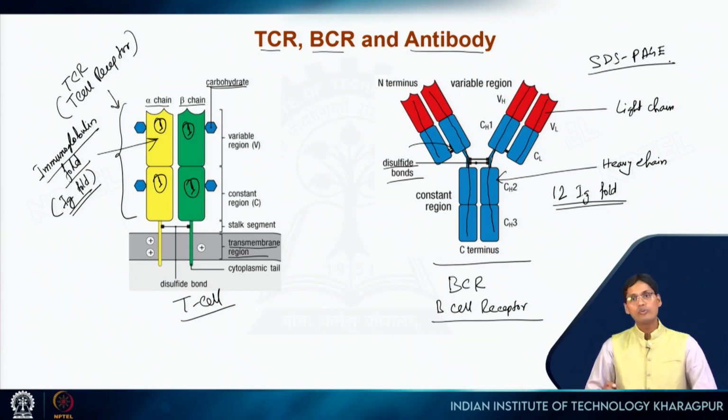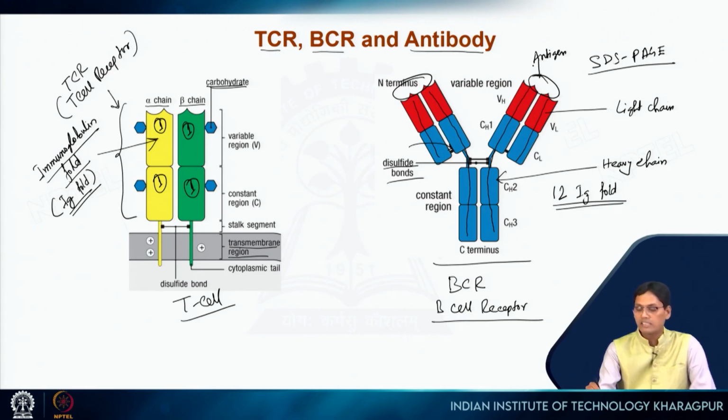But now we have 4 polypeptide chains, but we are getting 2 bands because these 2 light chains are identical, as well as the 2 heavy chains, which are also identical. I must also mention that this antibody will recognize antigen. How many antigens? 2 antigens. So here one antigen and here another antigen. So here antigen will be recognized.